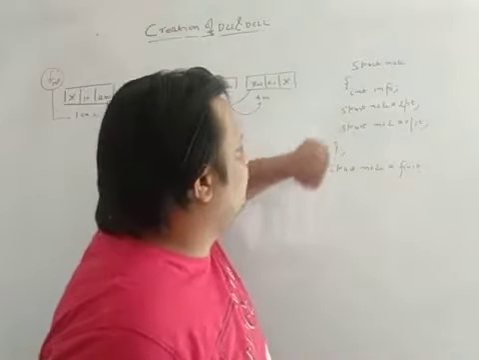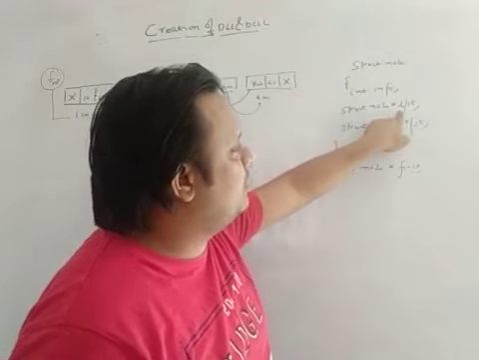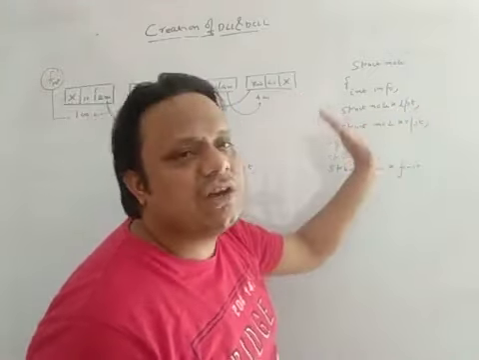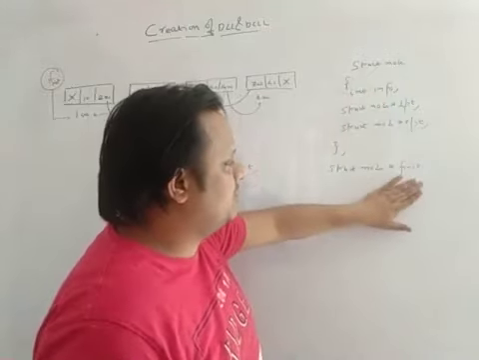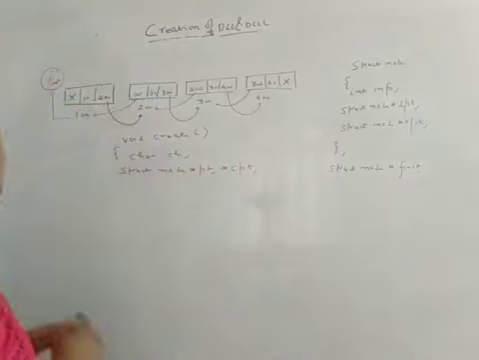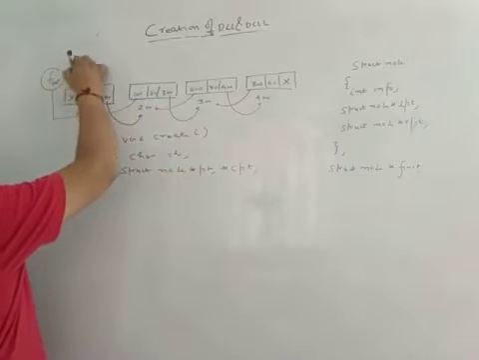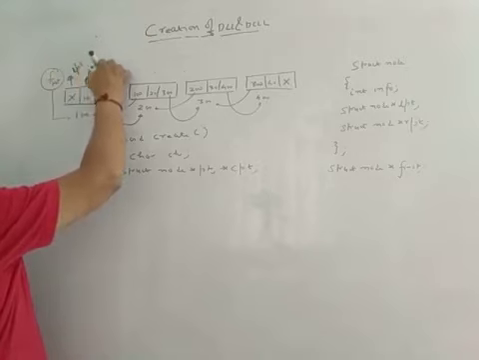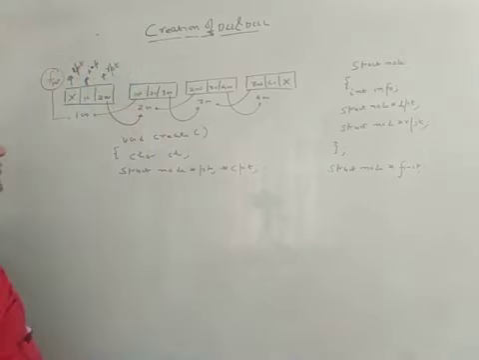Your structure consists of three parts: info part, your left pointer which contains the address of your left node, and a right pointer which contains the address of a right node, and we have a first pointer which always points to the very first node of a linked list. So this is your structure, this being your LPT, this is your info, and this is your RPT which contains the address of your next node. So let's write the code for this.